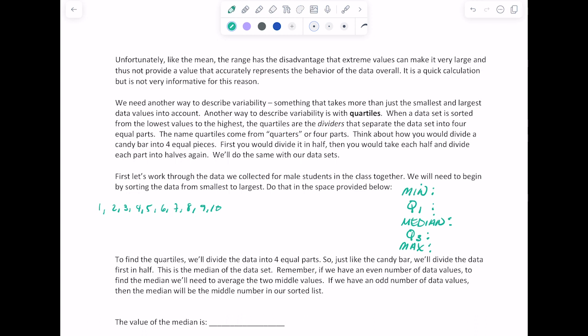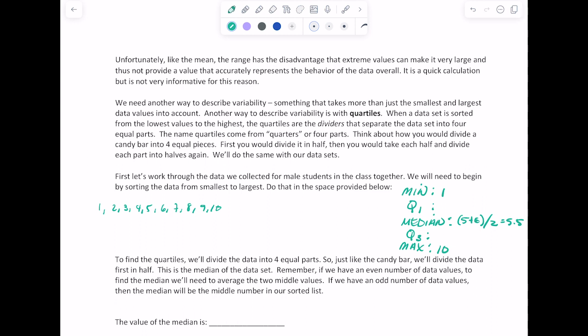So first I need to find the median. Remember, the median is the middle number when the numbers are in order. So if I try to find the middle number here, you have an even number of numbers. The median is going to be in between 5 and 6. So to find the median, I would need to add 5 plus 6 and then divide by 2. So I'm finding the average. It's just the number in between 5 and 6, which is 5.5. So my median is 5.5. I know my min is 1 and my max is 10.